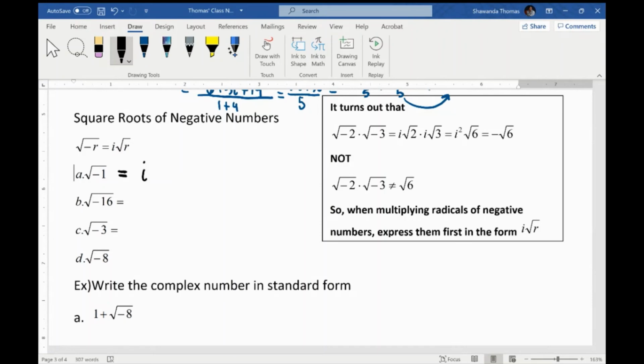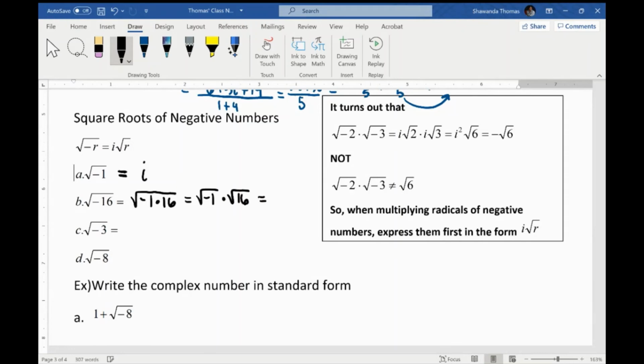Next, we have B, the square root of -16. We can rewrite this radical as the square root of -1 times 16. Isn't that the same thing? Yes. Then we learn in algebra class that you can split up radicals like this: the square root of -1 times the square root of 16.